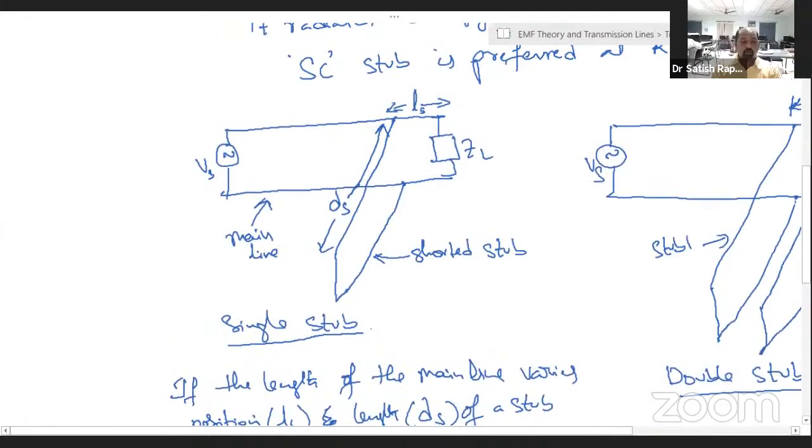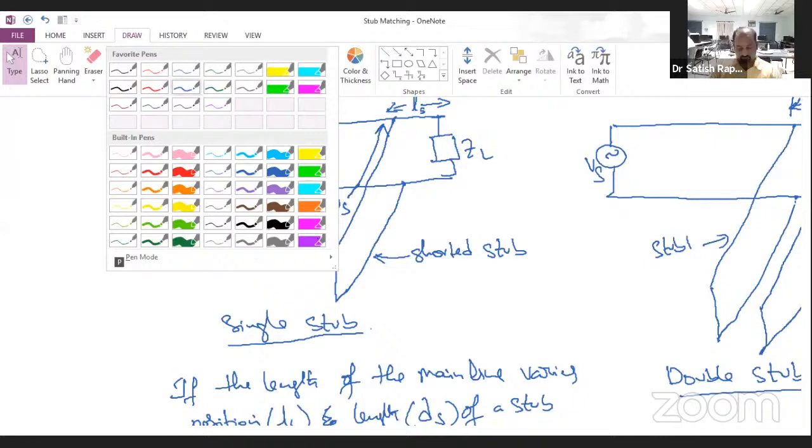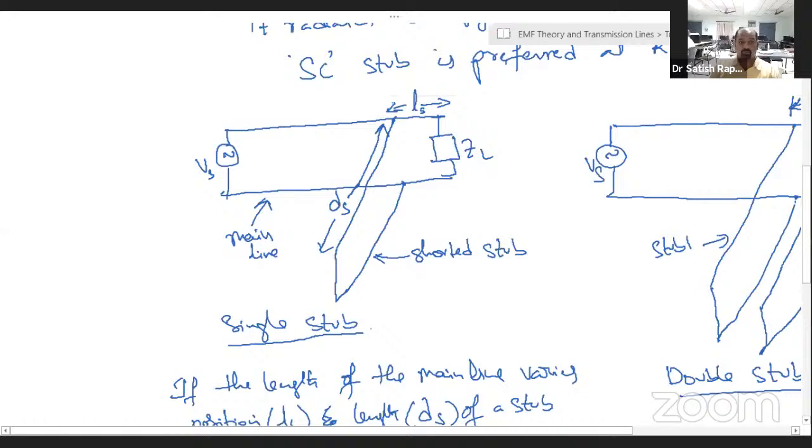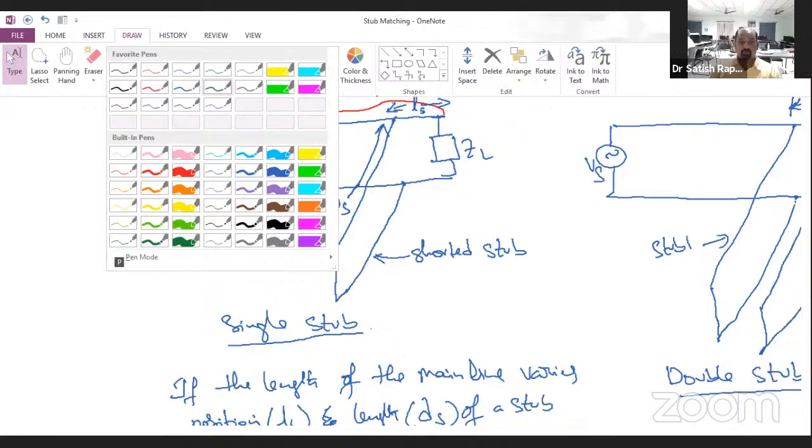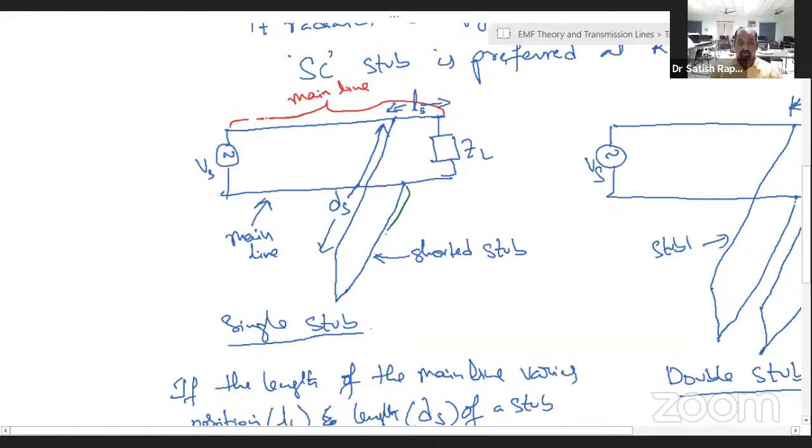So here, if you see this transmission line, single stub, it is a combination of main line and stub. It consists of two sections, right? One is the main line. So this is the main line, and this one is the stub, a shorted stub. So whatever figure you are looking at consists of two sections: one is the main line, and another one is the shorted stub.